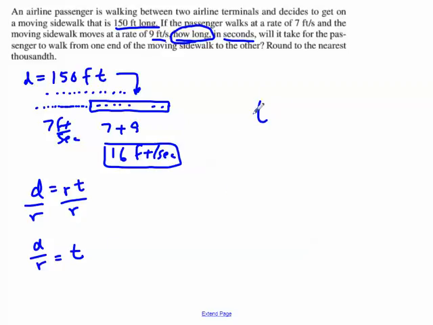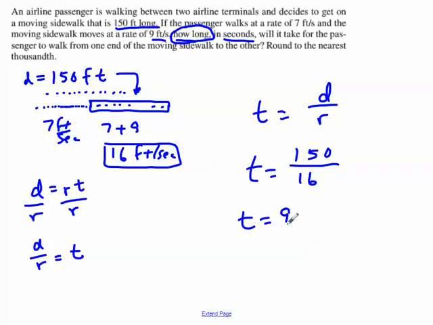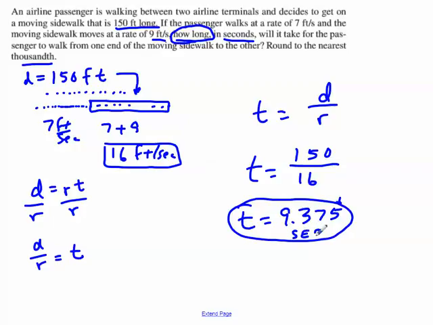So I'm going to say that time equals, just use this equation over here, distance over rate. Time equals distance, 150 feet, divided by 16 feet per second. Feet divided by feet per second gives us seconds. Time equals 150 divided by 16. Pull out the calculator. I got 9.375, and that's a terminating decimal, a decimal that just ends. We have to round to the nearest thousandth. So here's tenths, here's hundredths, here's thousandths. We're already rounded to the nearest thousandth. So there's our answer: t equals 9.375 seconds. And there we go.